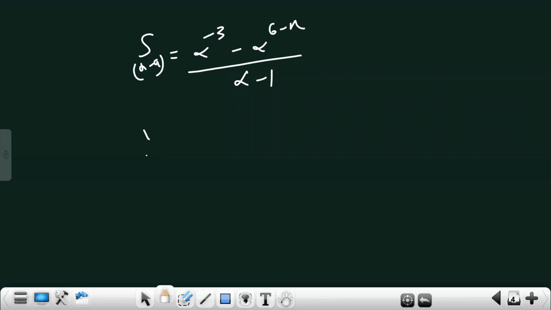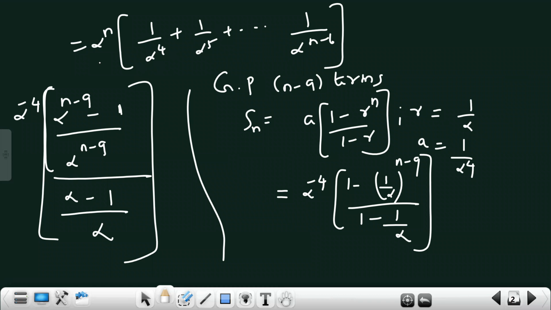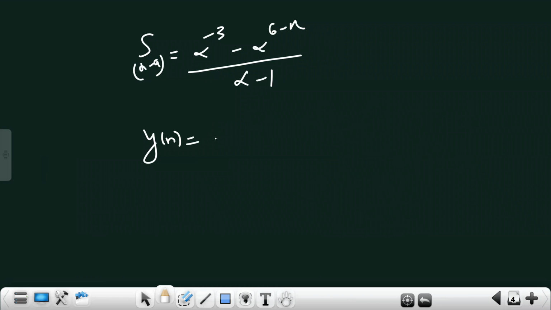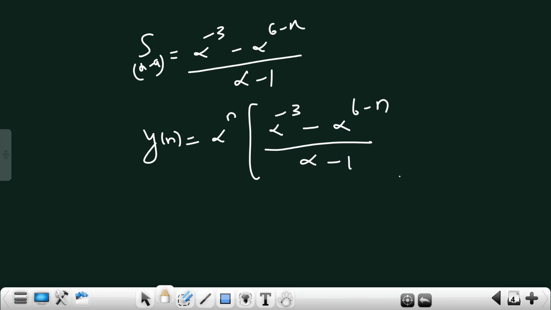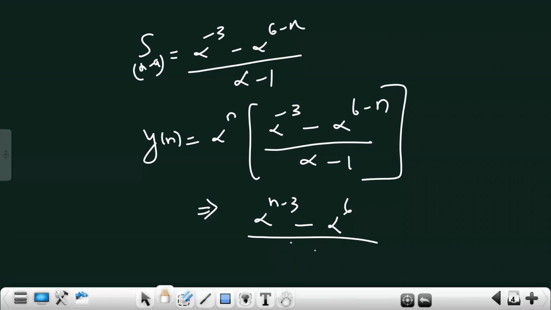Now y of n is equal to, see, you have alpha raised to n outside, that you need to take. So alpha raised to n into alpha raised to minus 3 minus alpha raised to 6 minus n divided by alpha minus 1. Again, you need to multiply. So it will become alpha raised to n minus 3 minus alpha raised to n plus 6 minus n, means alpha to the power 6, divided by alpha minus 1.